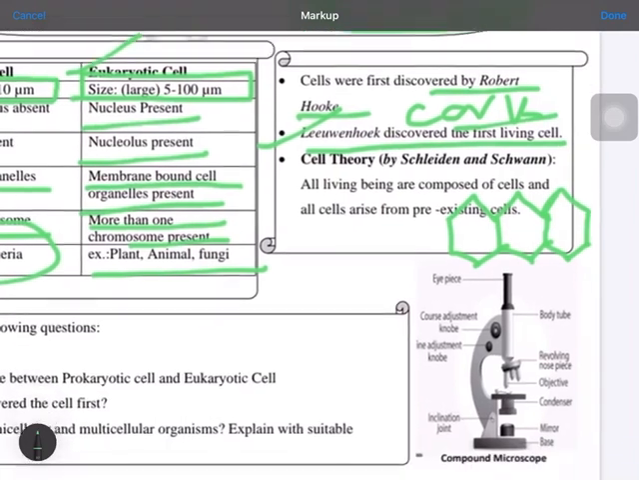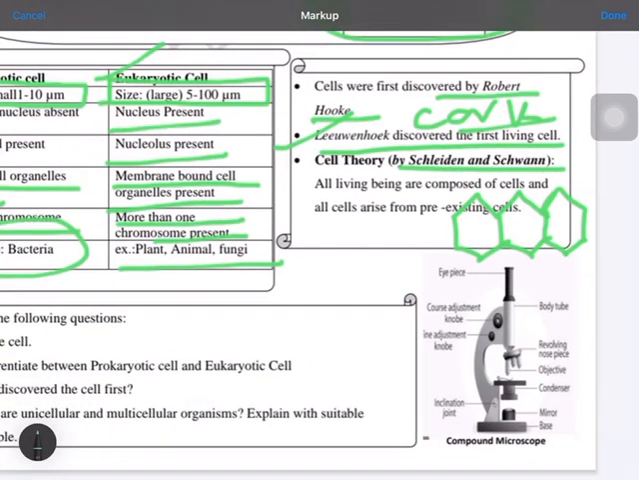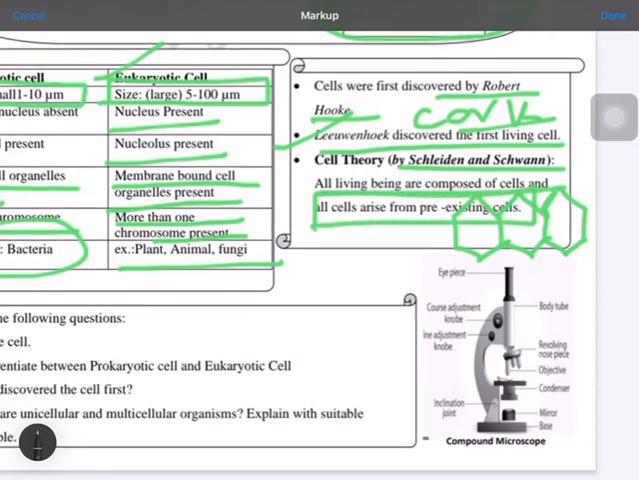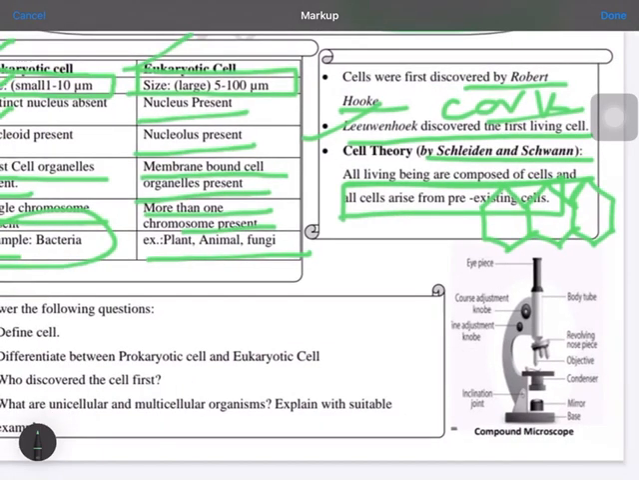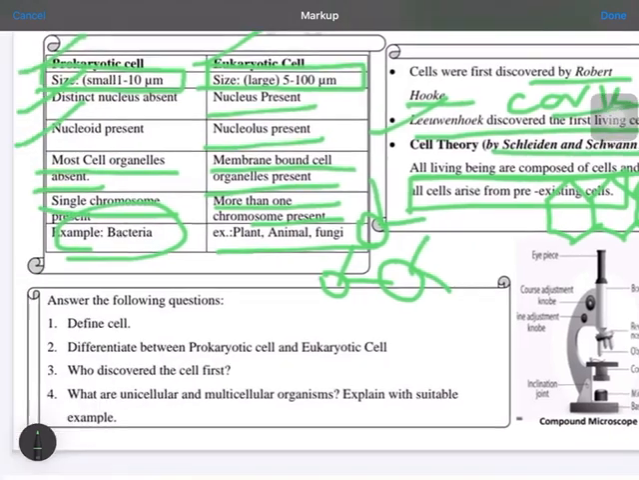And the cell theory was given by Schleiden and Schwann, one in plants and another in animals, that all living beings are composed of cells, and cells arise from pre-existing cells. This is very important. Pre-existing means that no cell has originated from nothing. It has arisen from an earlier cell by division, and after division it may have obtained some new properties and given rise to another type, but all arise from pre-existing cells.